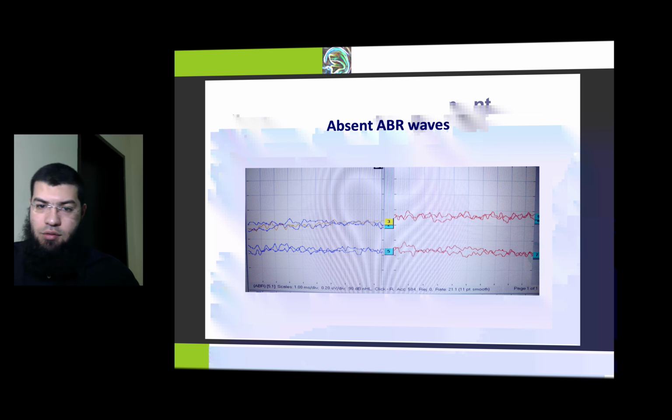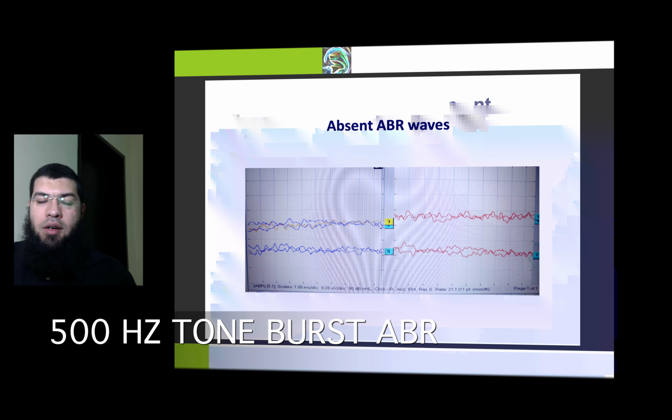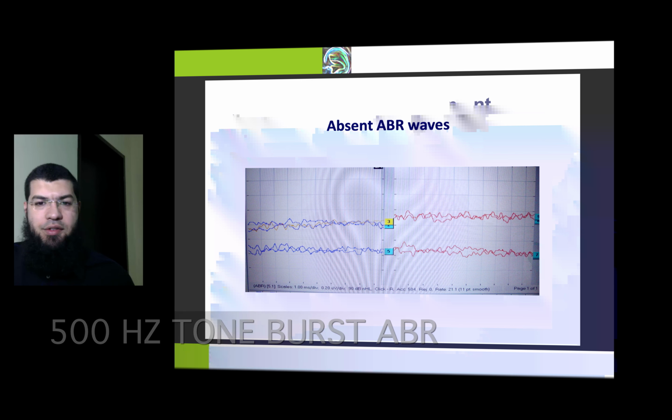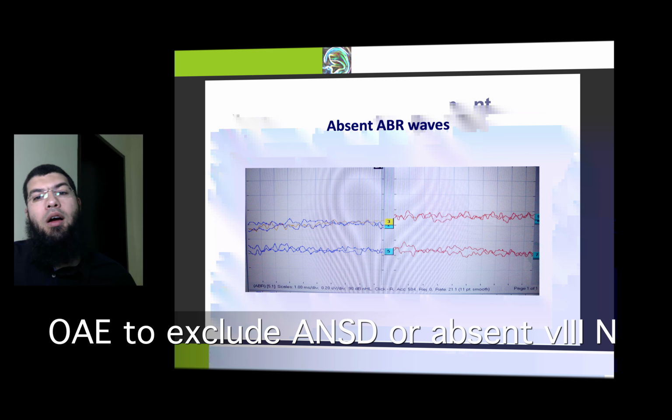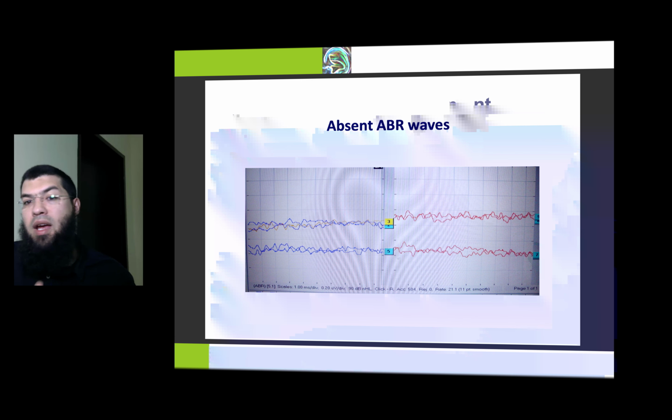In that case, we have to do 2 things. The first one is to do a tone pulse ABR at 500 Hz to evaluate the low frequency region of the cochlea. And the other thing is to do an otoacoustic emission. It may be a case of auditory neuropathy spectrum disorder or auditory dyssynchrony.